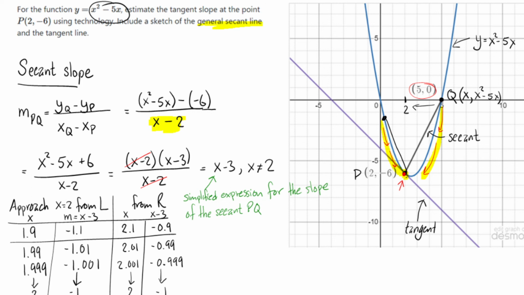So what this means is that as x approaches 2, the slope m approaches negative 1. So our conclusion here is going to be that the slope of the tangent line equals negative 1.